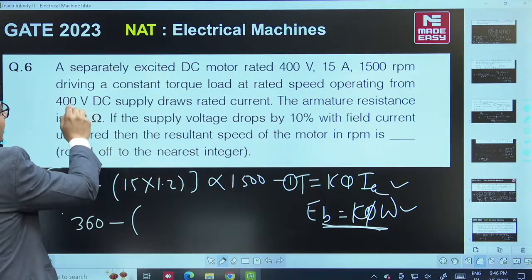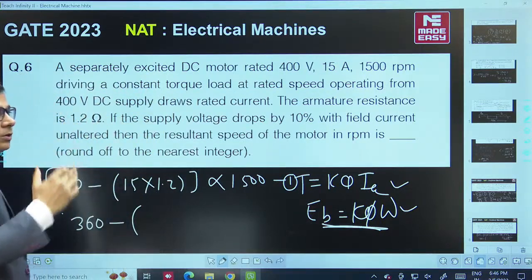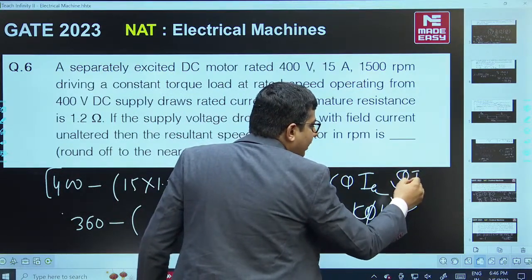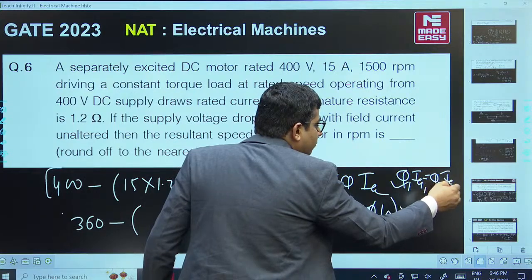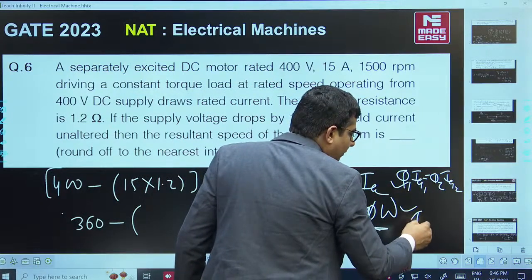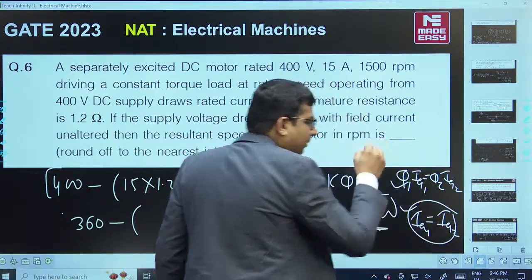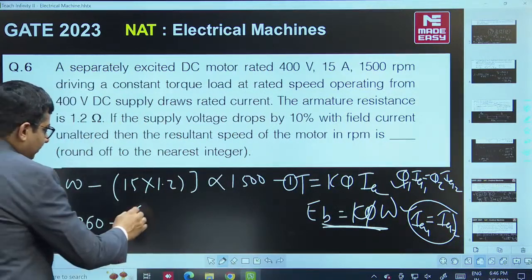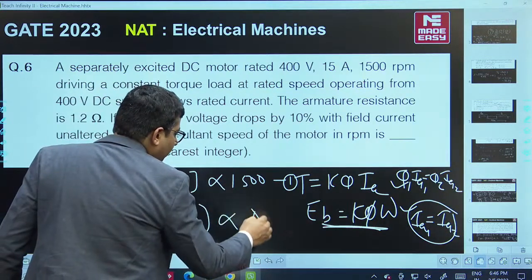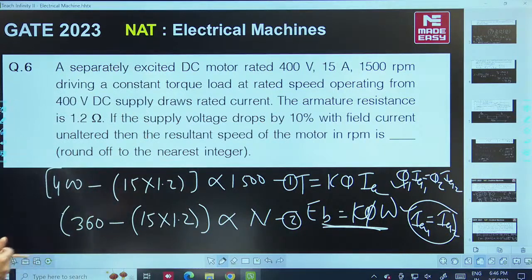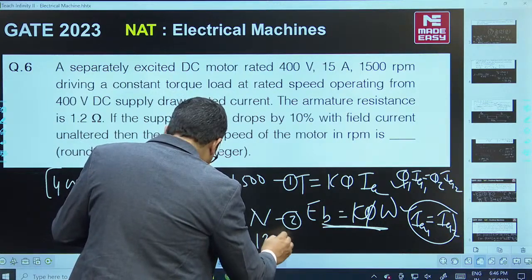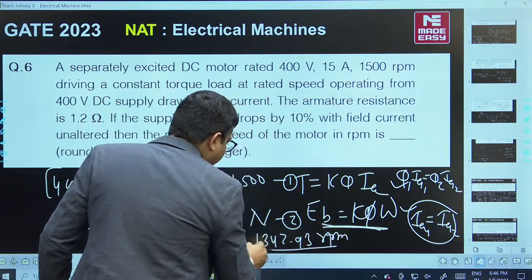For current, it is given here: constant torque load. Constant torque load means T proportional to phi Ia remains constant, meaning phi1 Ia1 is equal to phi2 Ia2. As phi remains constant, my dear friend, the current will also remain constant. So the current will be the same, right? As the current will be the same, what can we write? 15, right? And that is proportional to our unknown, and this is equation number 2. Just by solving these two equations, we'll get our answer. That value is 1342.93 rpm. Correct?